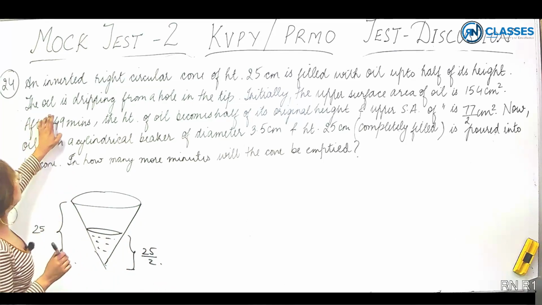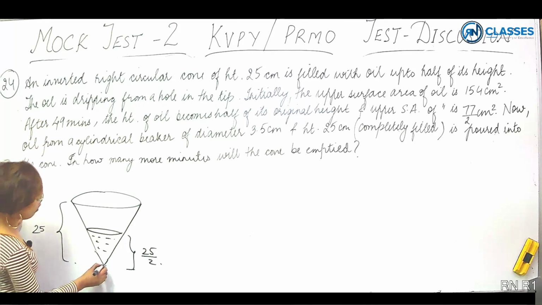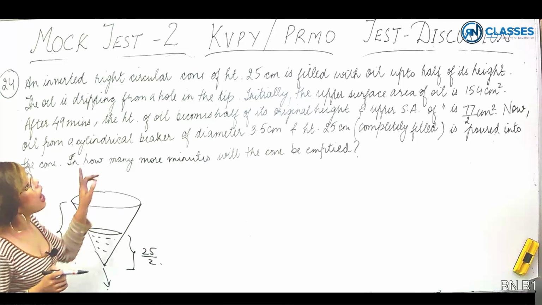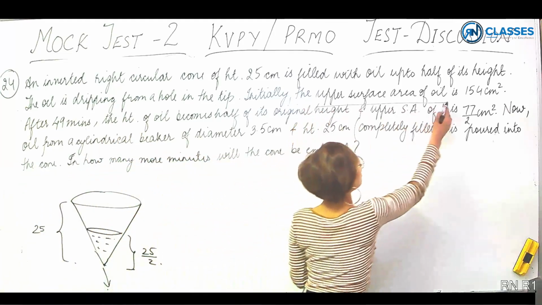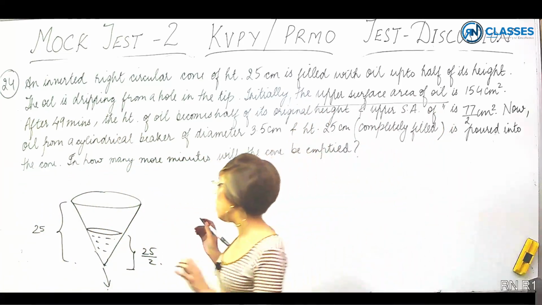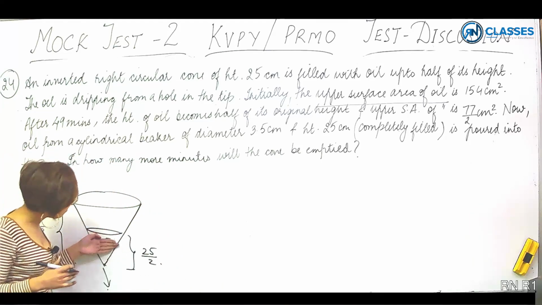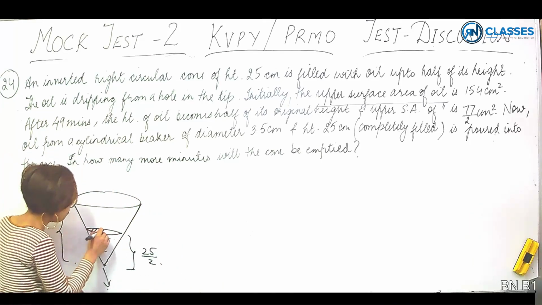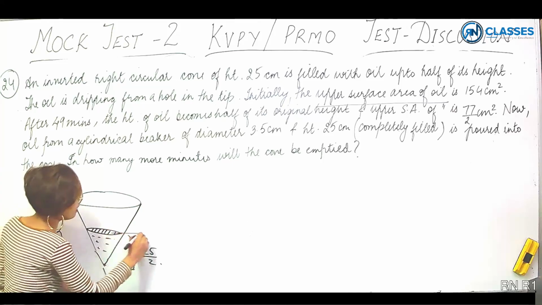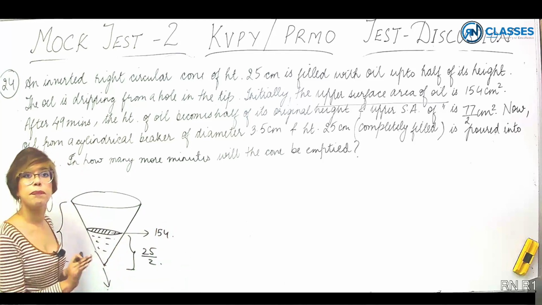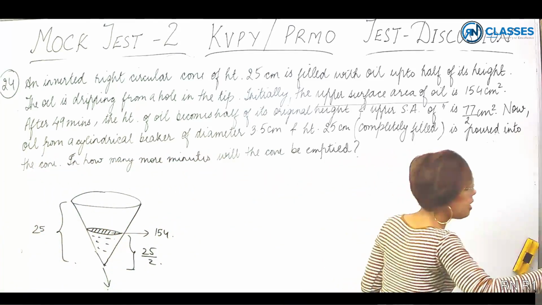Right, the oil is dripping from a hole in the tip, so obviously oil is leaking out from here, as you can see. Initially, the upper surface area of the oil, where is the oil? Oil is here, upper surface area is this one. This area is given to be what? 154 centimeters square. Right, okay, let's move on.